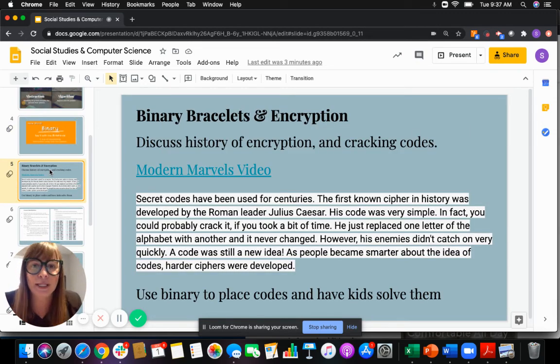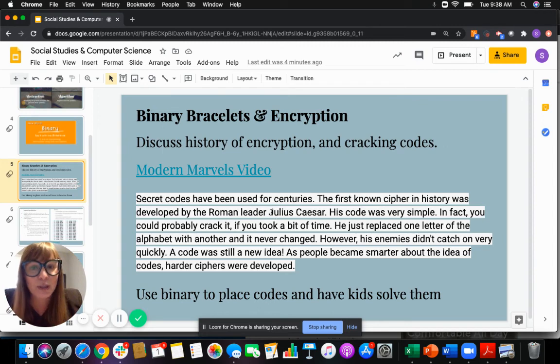We use the same thing today with emojis and hashtags. In this particular activity, we're going to create binary bracelets. A binary bracelet is simply having a student color or draw out their name using beads, construction paper, pipe cleaners, however you want to make their bracelet, and it's going to be encrypted based on their information. This is a Modern Marvels video here. This link is here, and it will be provided to you as well, where you can see how secret codes have been used for centuries.